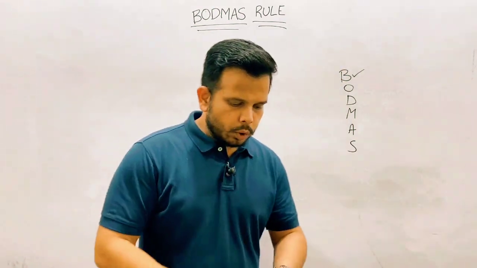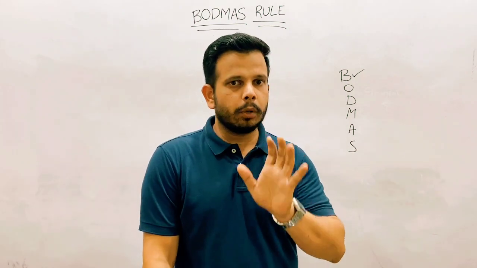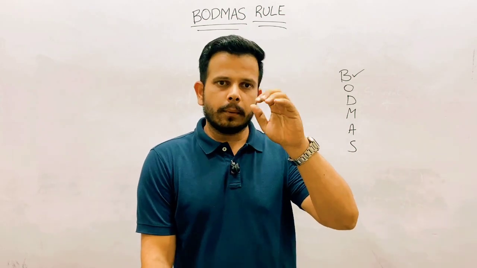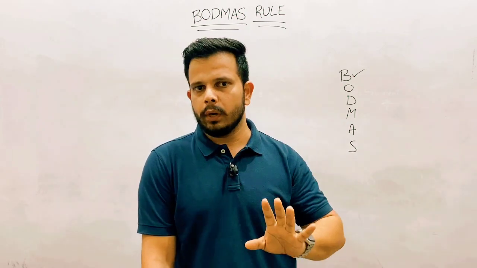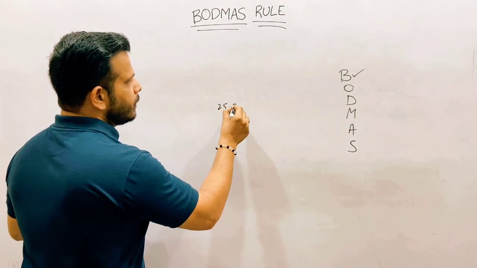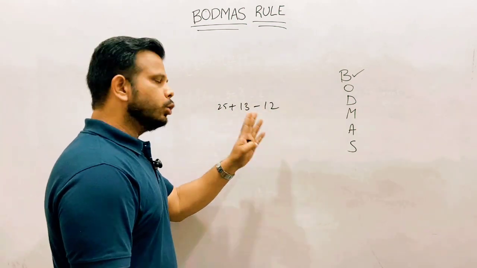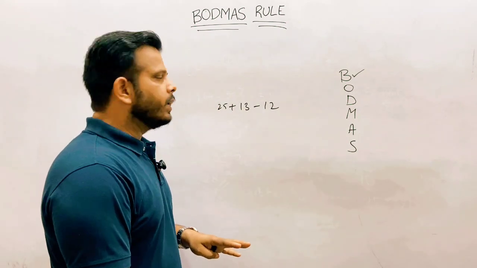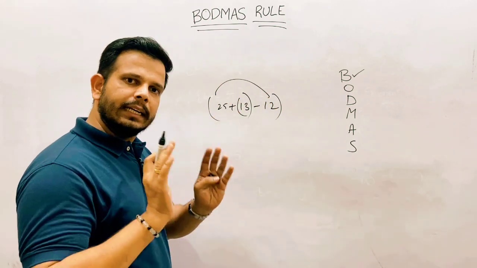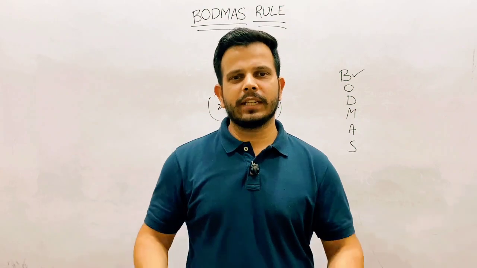Dear students, one thing you have to remember while doing BODMAS: multiplication and division, like brackets, must be done in order. But for addition and subtraction, like 25 plus 13 minus 12, you can do them in any order. Either these two first, or these two first. Anything is fine. Hope you understood and we shared good knowledge.